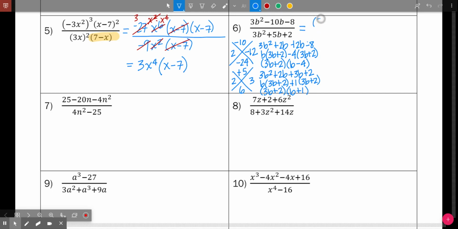So I have 3b plus 2 times b minus 4 over 3b plus 2 times b plus 1. I cancel out the factors that are the same on the top and the bottom, and then I'm left with what's left over.